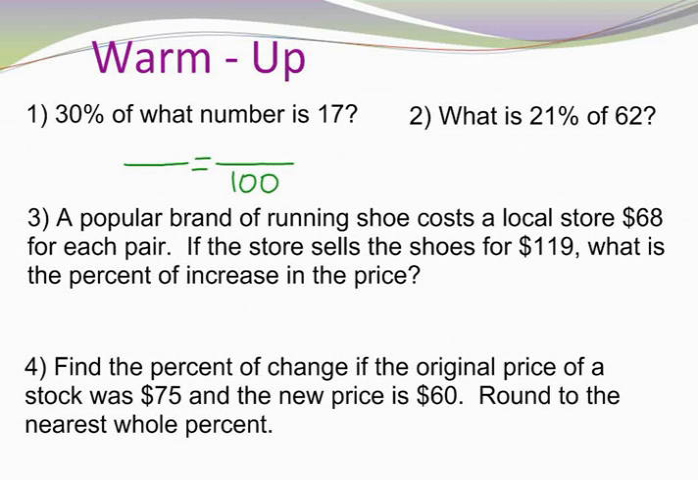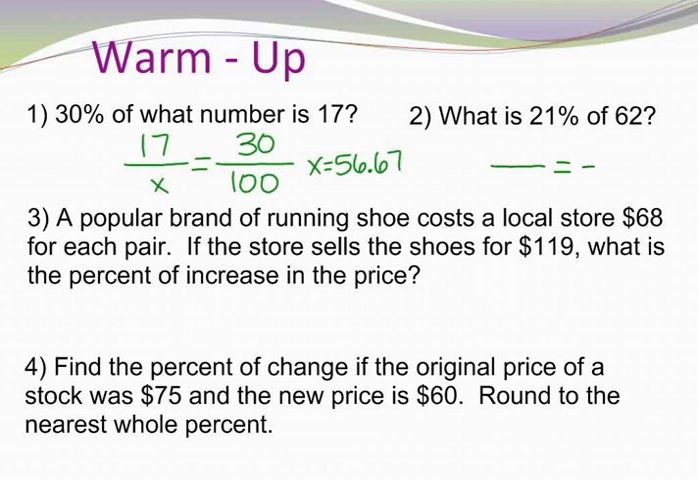So this says 30% of what number is 17? 30 is our percent. It goes over 100. 17 is the is, so it's on top, and we would solve this proportion. And we end up with x equals 56.6. We'll round it to 57. Okay? And it's not a percent. It's actually just a number because it went down here for the whole.